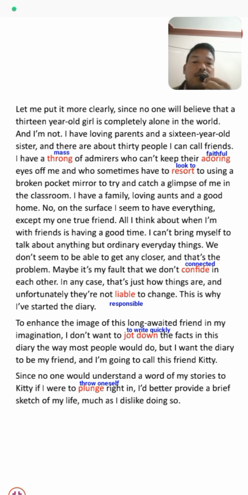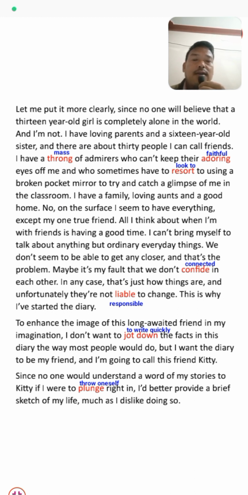To enhance the image of this long-awaited friend in my imagination, I don't want to jot down facts in the diary quickly, the way most people would do, but I want the diary to be my friend, and I am going to call this friend Kitty. Yes, students, her writing journey started. Why and how she started writing the diary, we have discussed. In this paragraph, it was just imagination for her, and she doesn't want to write down the facts quickly in the diary.